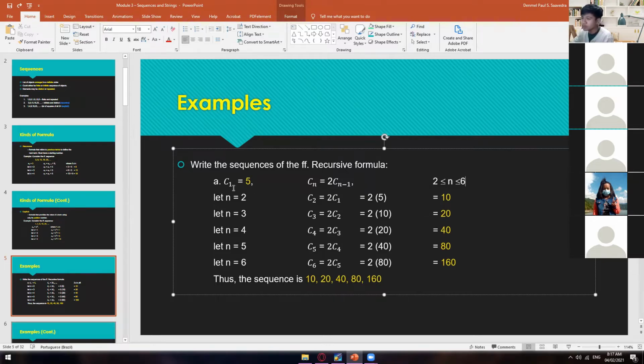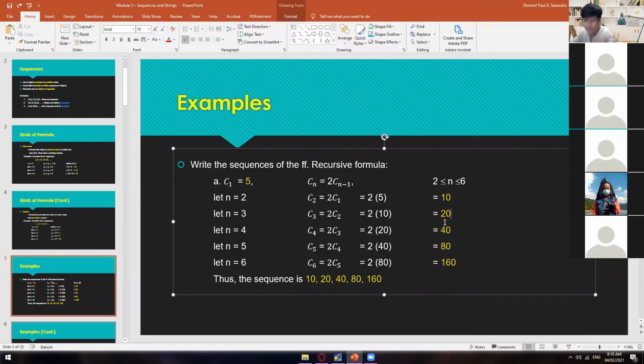For you to be able to get C sub 2, you have to know C sub 1. So substitute it into our formula. What is 2 times C sub 1? C sub 1 is 5, so 2 times 5 is 10. And then for C sub 3, you have to know the value of C sub 2. C sub 2 is 10, so 10 times 2 is 20.